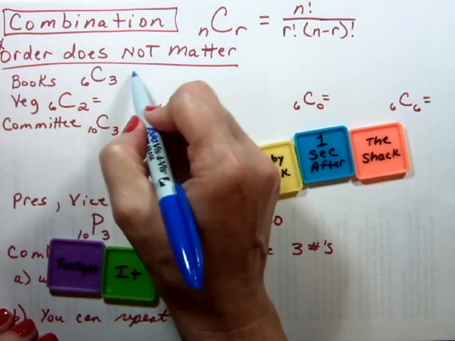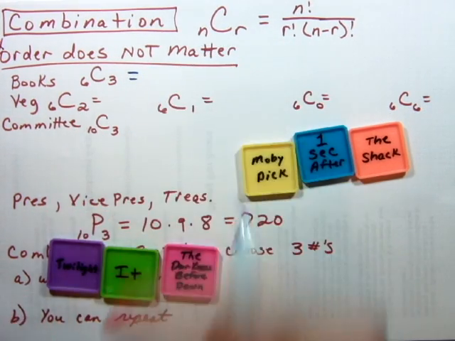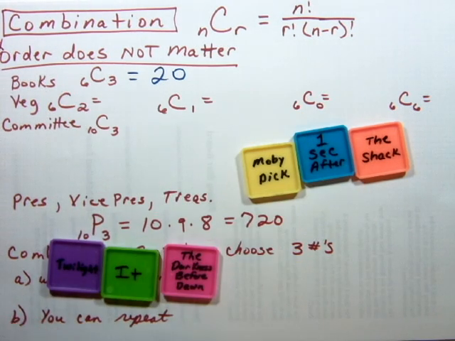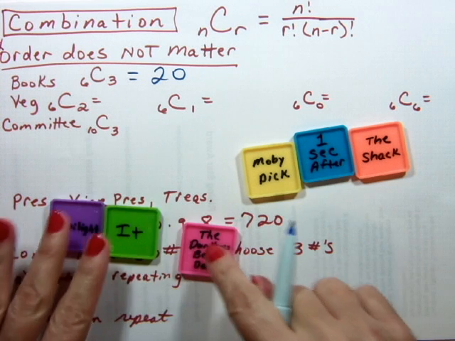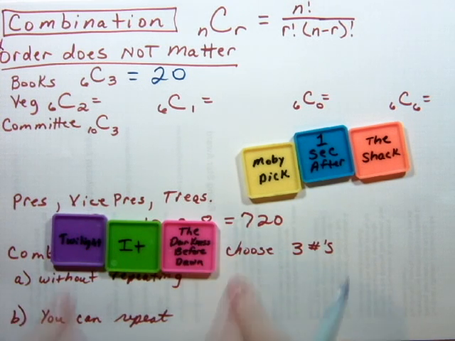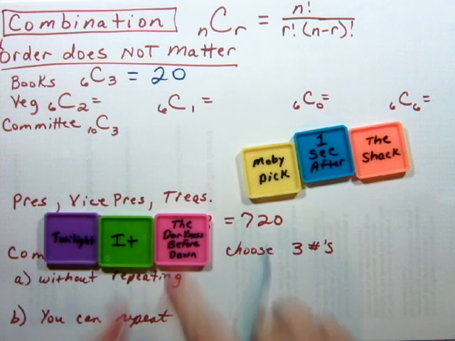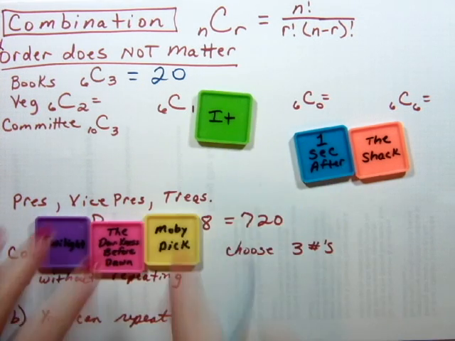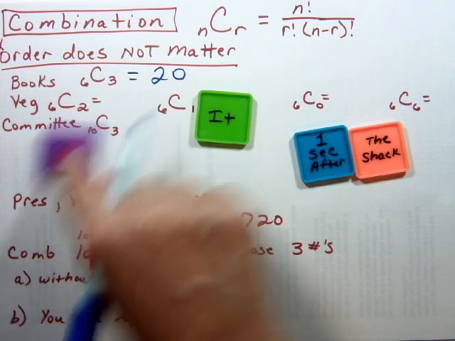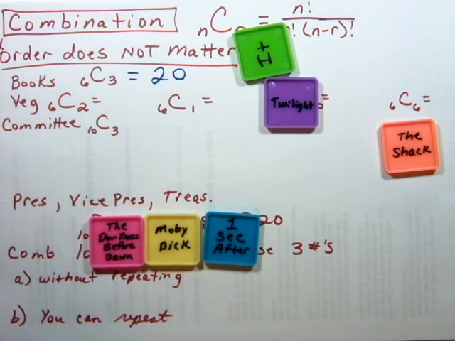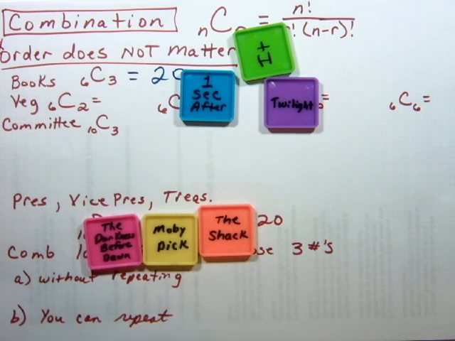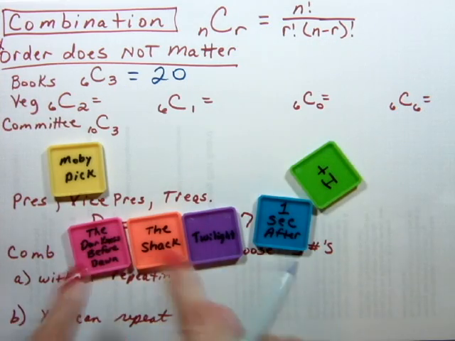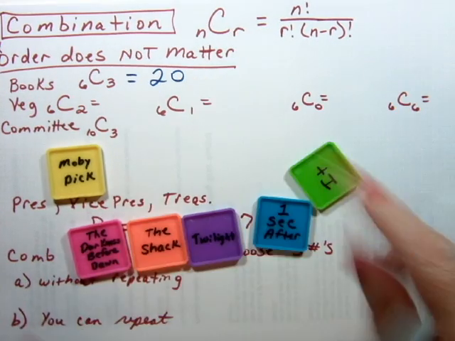So I would say, well, let's find the combination of 6 things taken 3 at a time and do that on your calculator, and you would get 20. There are 20 different ways you could select 3 books. There's one of those ways. That's the same one way, same 3 books. To get a different way, I would have to pull in a different book. Pull in a different book. And if you do that and find out every possible 3-book combination, you would get 20.